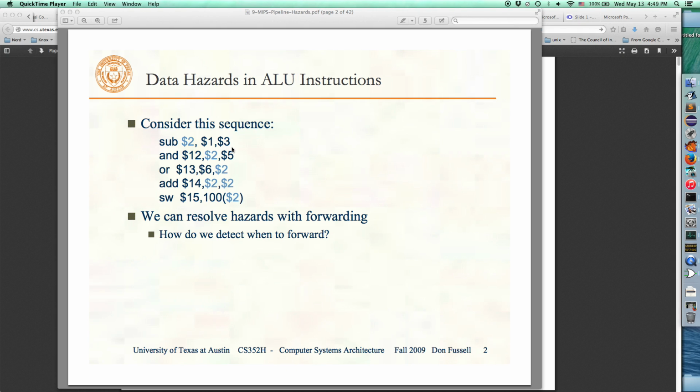All right, let's talk about data hazards and forwarding for the MIPS CPU with a simple 5-stage pipeline.